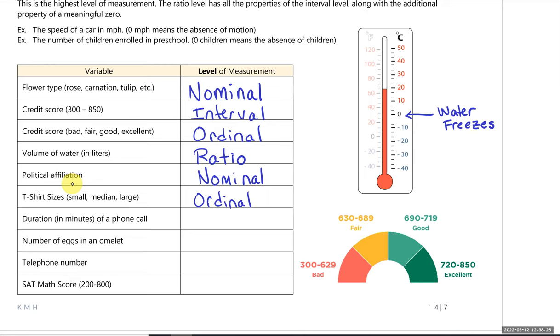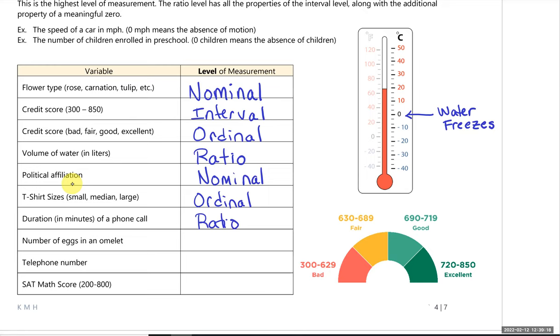Duration of a phone call. So it's a number for sure, right? Okay, so then you say 0 minutes. Does 0 minutes mean there was no length of the call? Yeah, I hung up on my mom yesterday. The call lasted 0 minutes. So 0 does mean 0. So it's kind of hard. Sometimes students will overthink it and say, but how could a phone call last 0 minutes? Don't overthink it. Just say, does 0 mean 0? Yes, it does. Yeah, so I know it's a little trickier. Ratio.